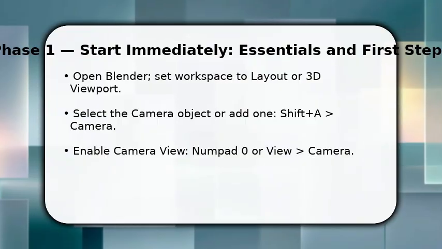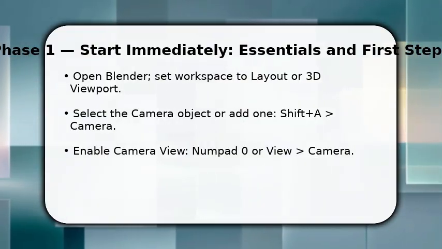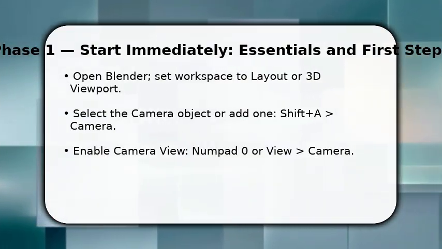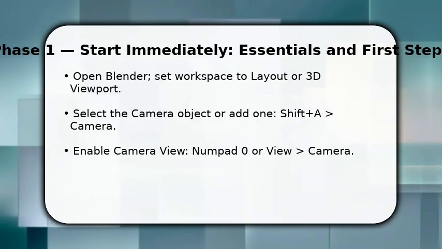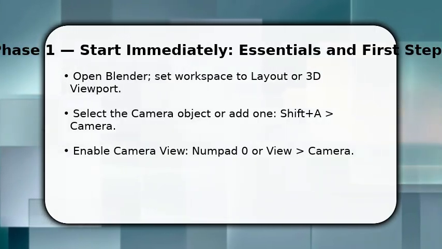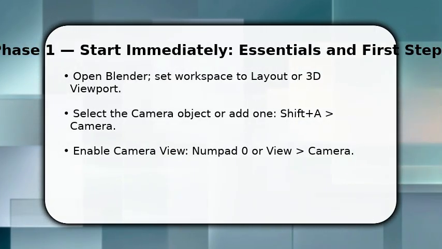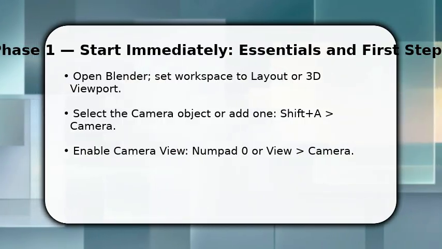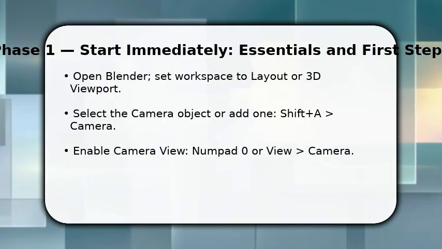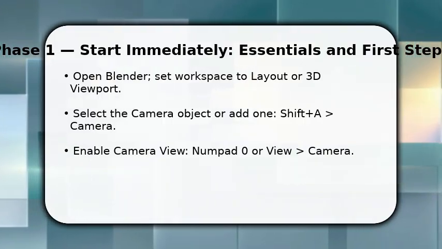You start by choosing a camera and getting into camera view so you can see what you will change. Select an existing camera or add one with Shift-A camera, then press numpad 0 to enter camera view. Once done, make sure the camera is the active object in the outliner so transforms affect it.